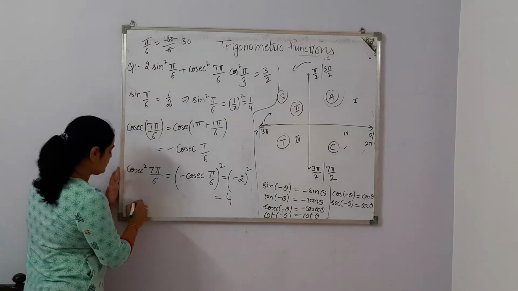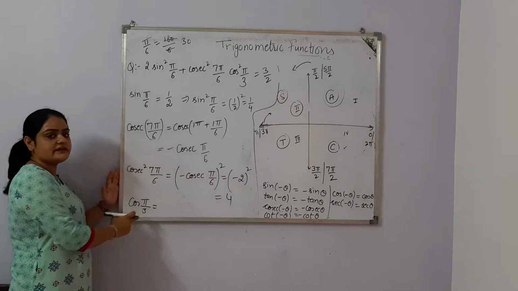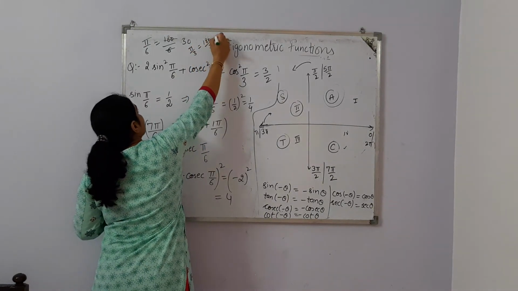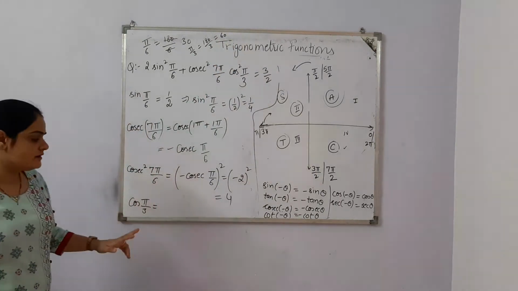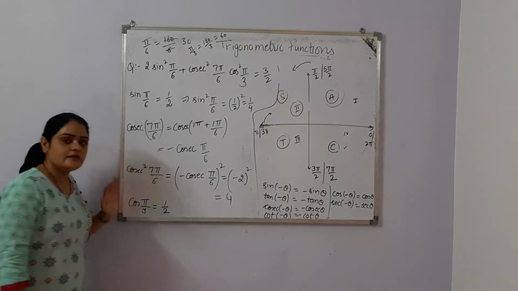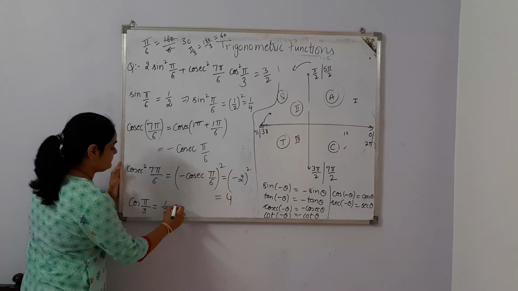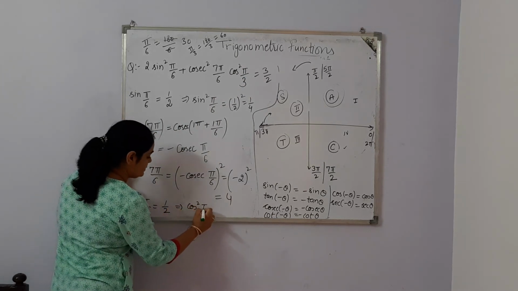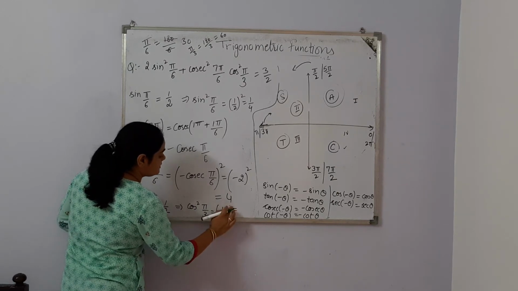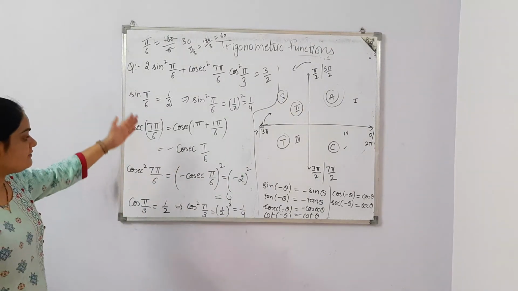And the last value is cos pi by 3. Pi by 3 means 180 divided by 3, that means 60. 3 sixes are 18. So cos 60. Cos 60's value is 1 by 2. We need to find its square. So cos square pi by 3 is 1 by 2 whole square, and it becomes 1 by 4. So we already found all the values.